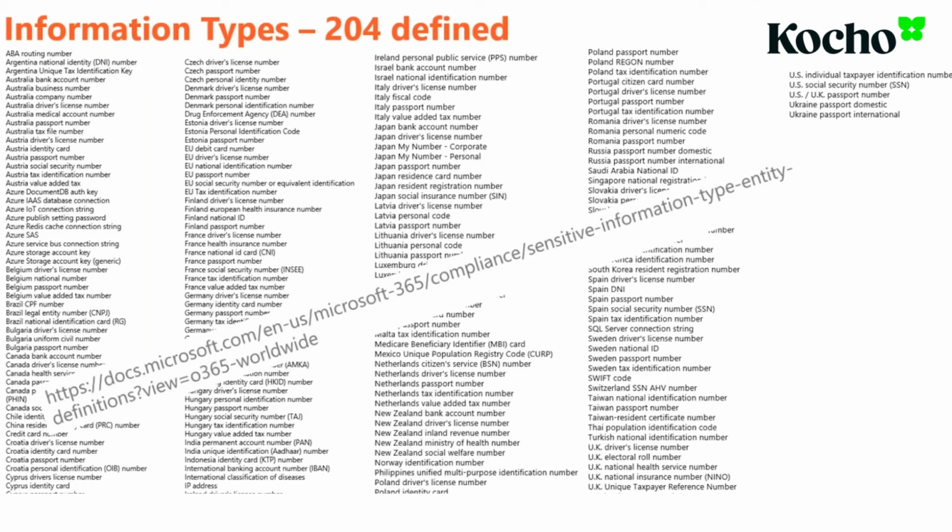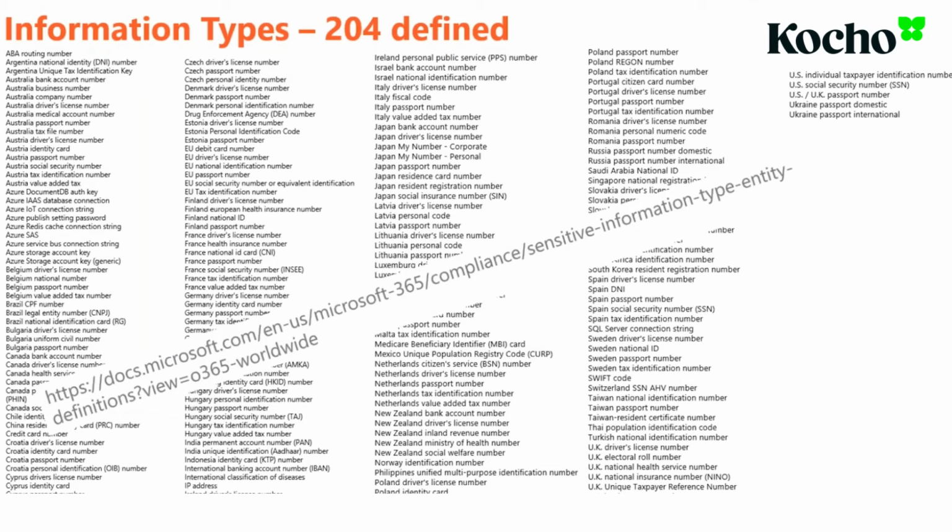You can narrow that down and go for just EU or just UK or just US and see just the ones that are appropriate. From the UK point of view, we have things like driver's license number, electoral roll number, national health number, NINO for national insurance, taxpayer reference. So they're all there and available for us to use as part of our regulatory compliance and as part of our policies.